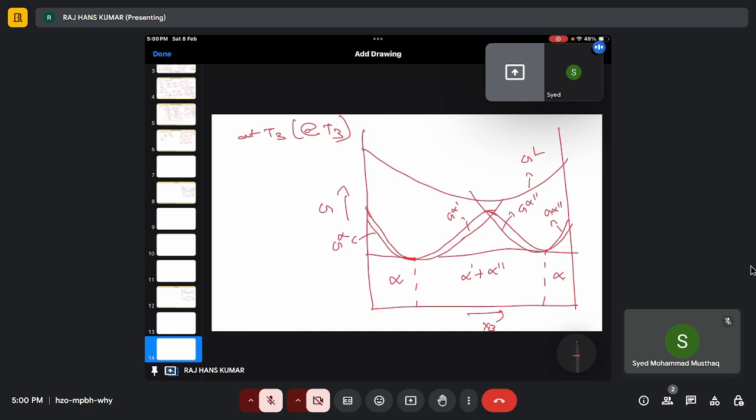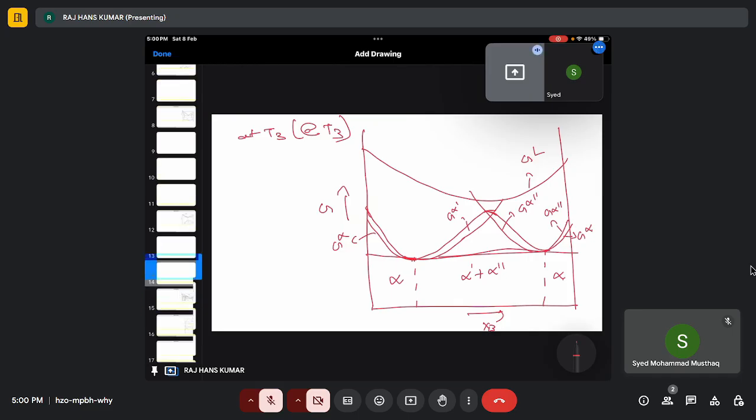And this is my G alpha, right? And down they are stable. So if I draw a common tangent here, then this is my alpha dash plus my alpha double dash. That's it.